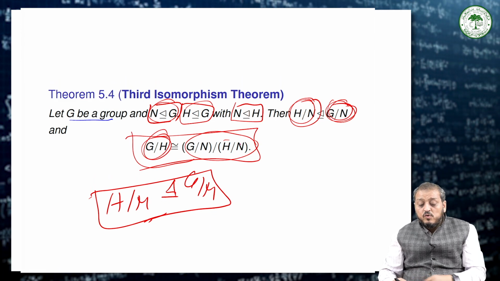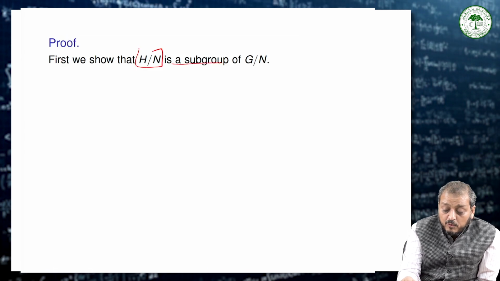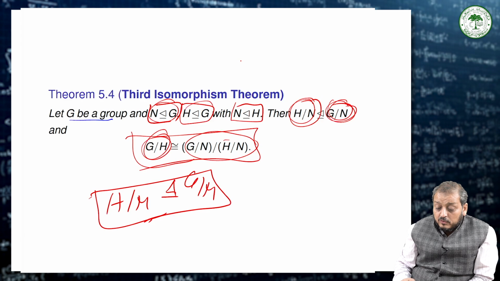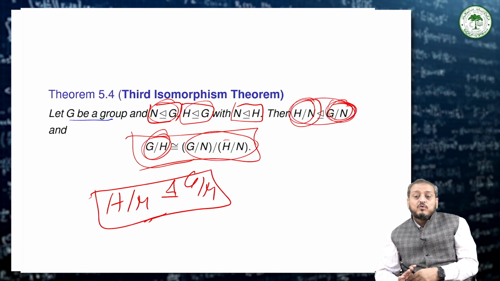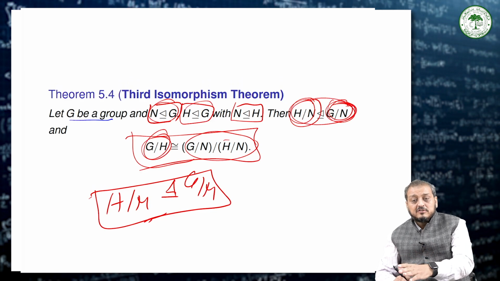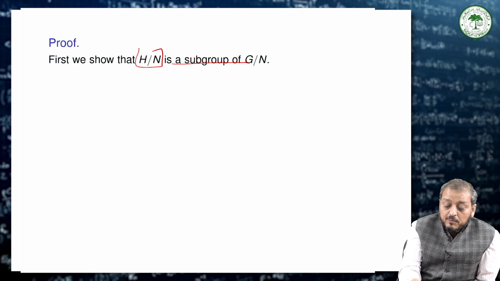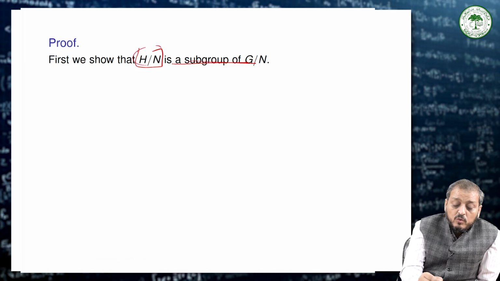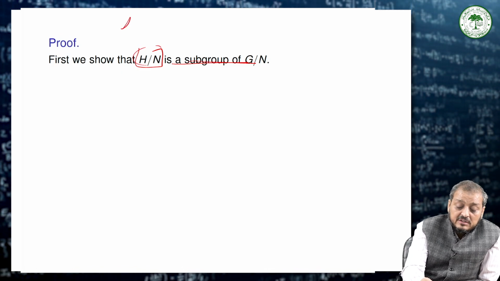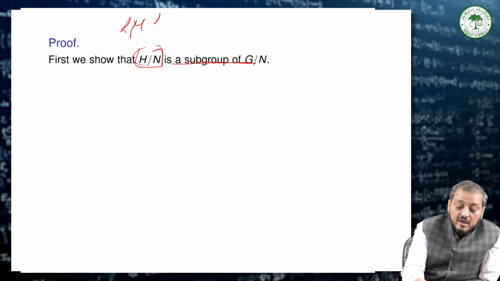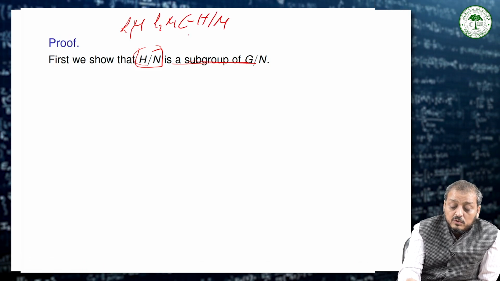So let's start the proof. First we show that H by N is a subgroup of G by N, because we have to show that H by N is a normal subgroup of G by N. A normal subgroup means we first have to show that it is a subgroup, and then also the normality condition. So we take any two elements of this, because an element of this is of the type Hn. So H1N and H2N are elements of H by N.